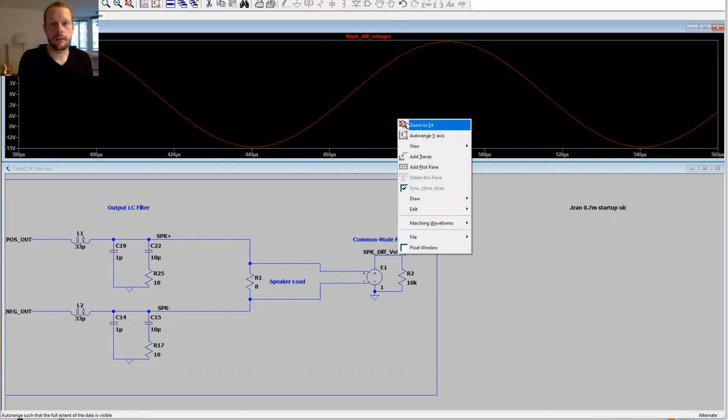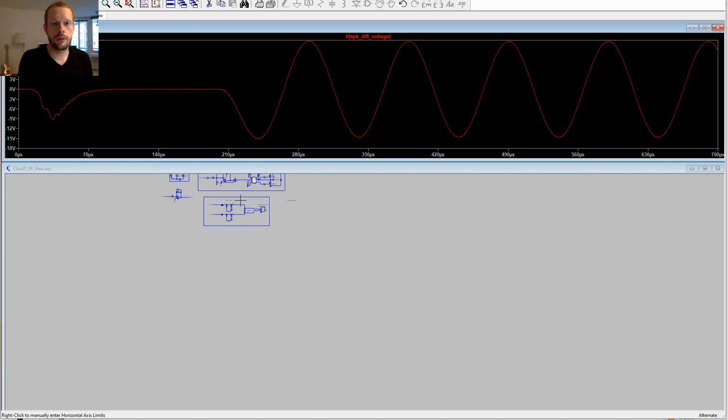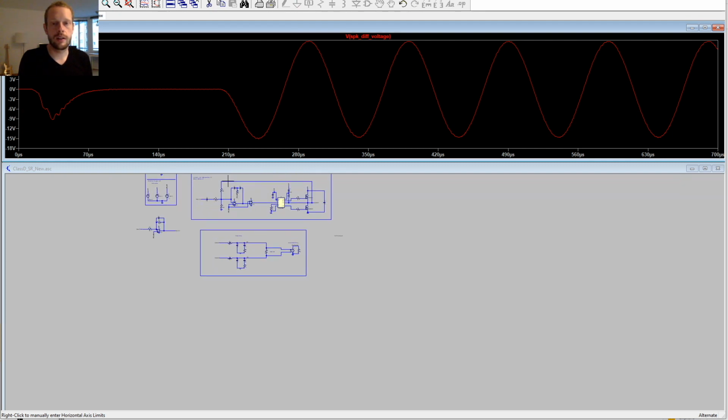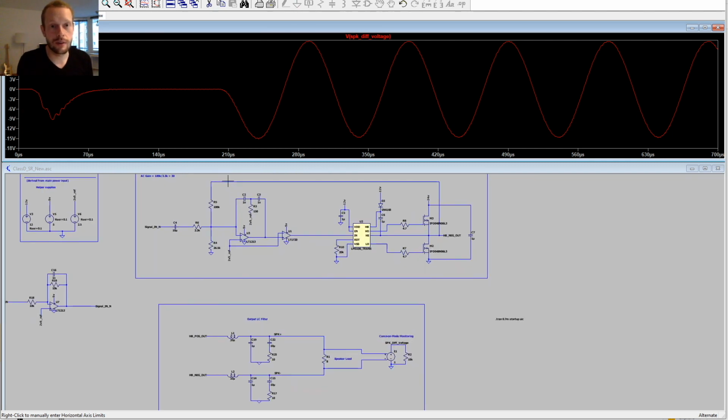And I would suggest that you download this LTSpice simulation file once again, try it out yourself and have fun with it.